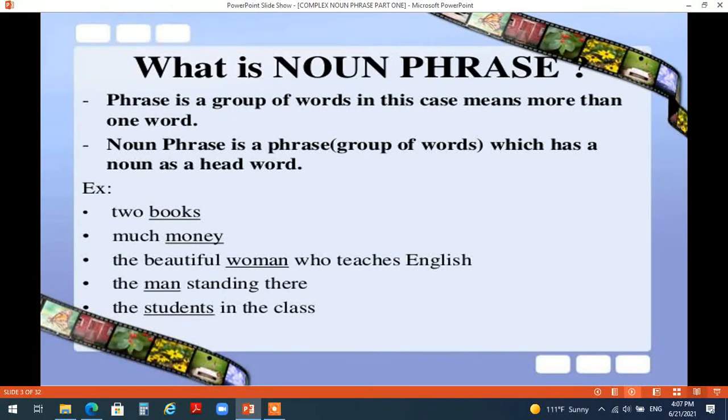For example, 2 books. This is a noun phrase made up of 2 words. You have books. This is the head word, which is a noun. Much money. Again, this is a noun phrase, and the head word is the noun money. The beautiful woman who teaches English. Here, the beautiful woman is the noun phrase, and the head word is the noun woman. The man standing there. The man, this is the noun phrase, and the head word is the noun man. The students in the class, also the students, this is a noun phrase which is made up of 2 words, and the head word is the noun students. So this is what we mean by a noun phrase in general.